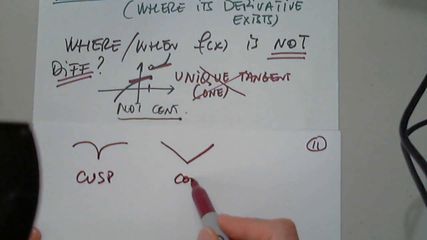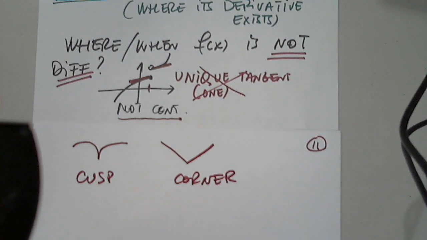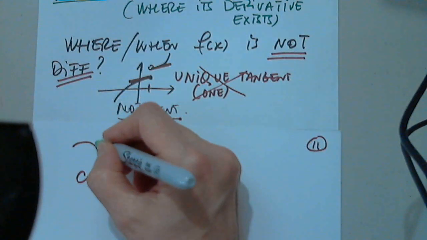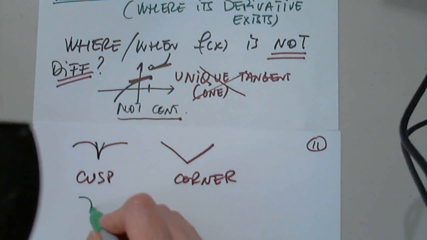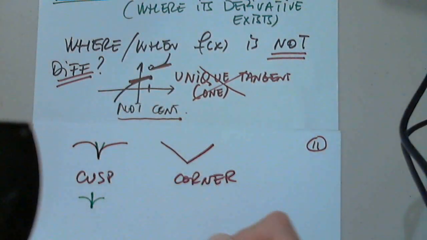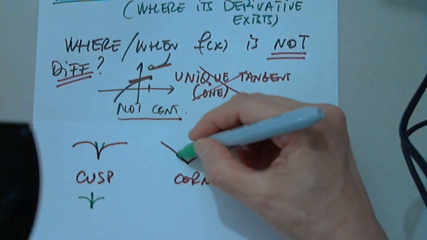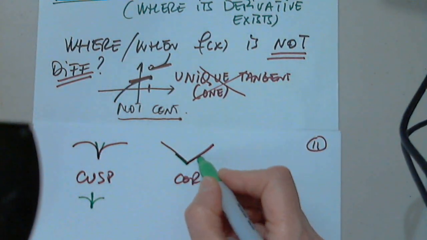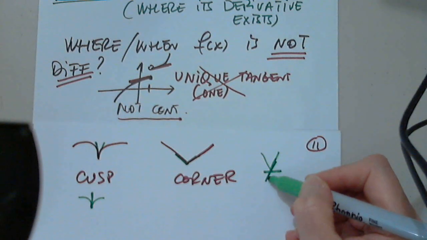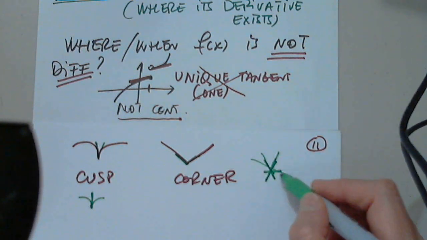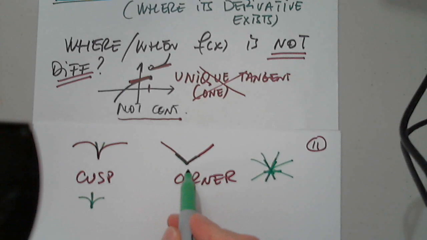Cusp or corner? Not differentiable. Okay, so there is a tangent here and a tangent here, or it can be considered like a vertical tangent, depending on what's going on here. There is a tangent on this side, and there's a tangent on this side. And no, if you say tangent here, no. The tangent has to follow the function. This is not the case. You cannot draw a tangent here.